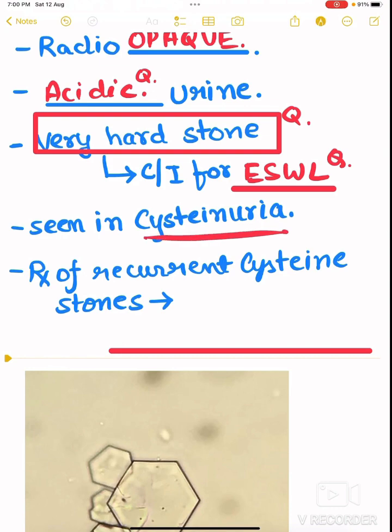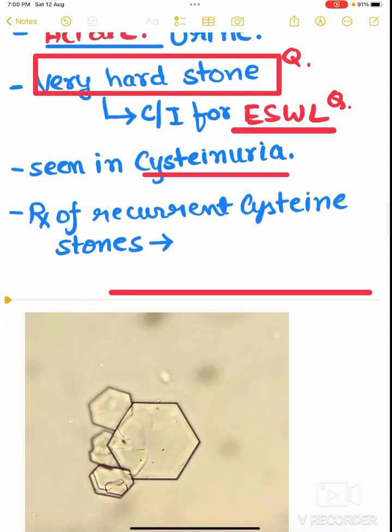It is seen in cystinuria. And treatment for recurrent cysteine stones, what is the treatment? It is D-penicillamine. Now what is the shape of the stone?